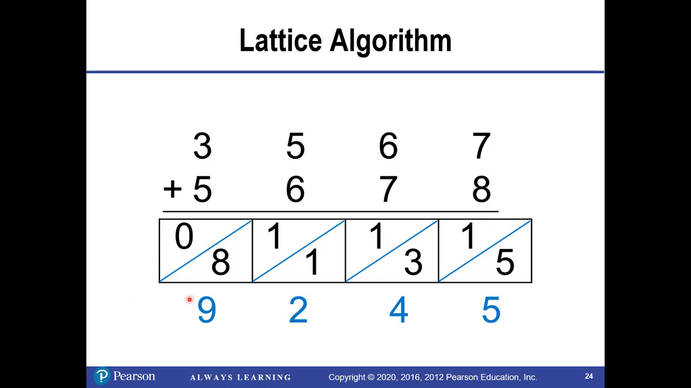So notice underneath what we do is we draw a box. We draw 4 boxes that are connected, and for each box we have a diagonal. Then we add on the diagonals. So 5, 1 plus 3 is 4, 1 plus 1 is 2, 1 plus 8 is 9.